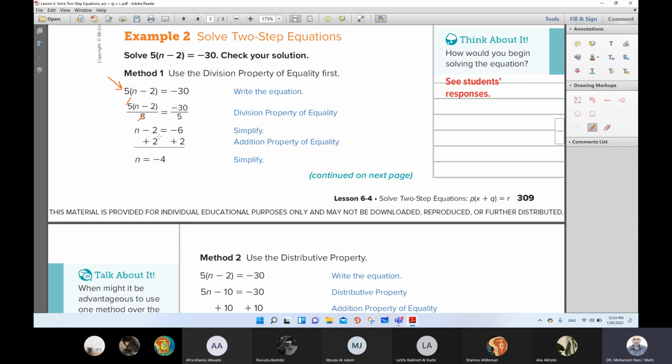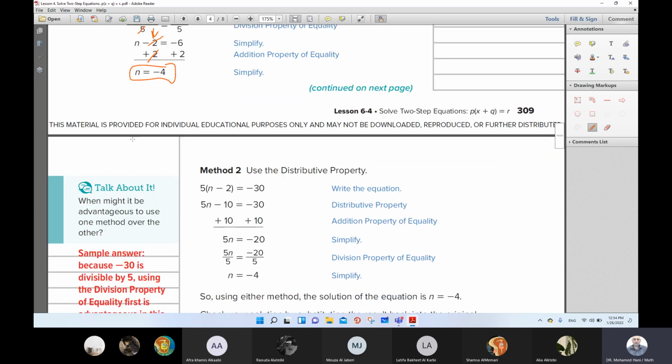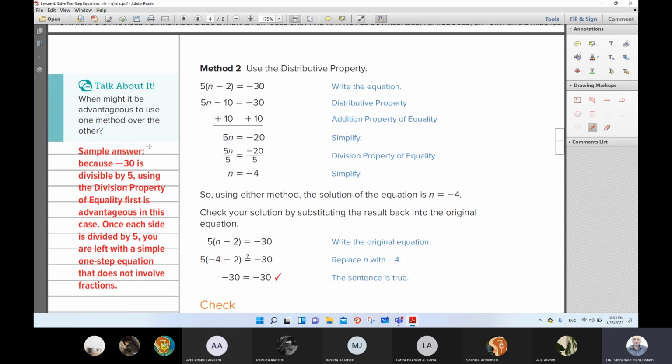Then we can solve this equation. Try to remove the constant negative 2 from the first side. So add the inverse of negative 2 will be plus 2 to the two sides. Negative 2 and plus 2 will be 0. Remains n. And in the second side, we have negative 6 plus 2 will be negative 4. So this is the solution of this equation. The second method, we can use distributive property.